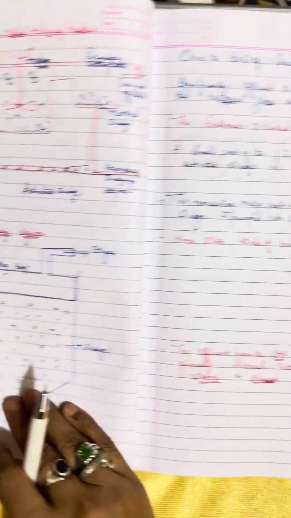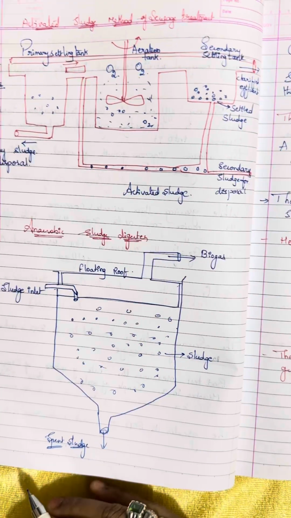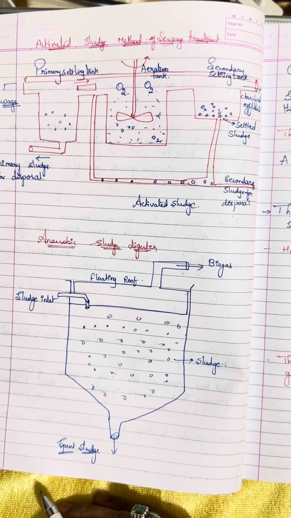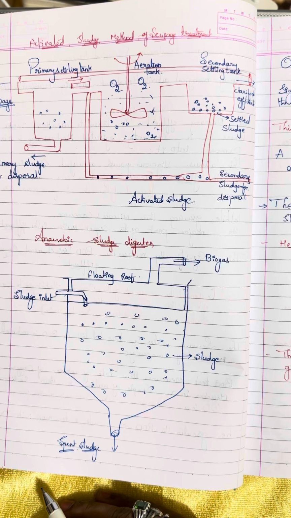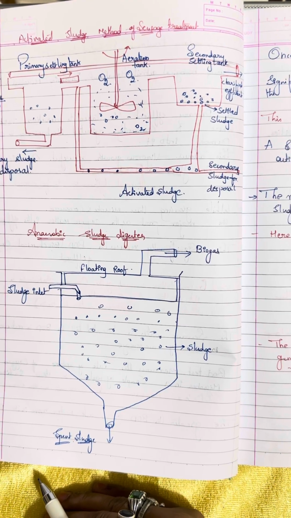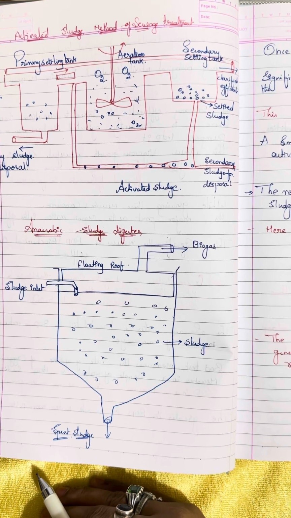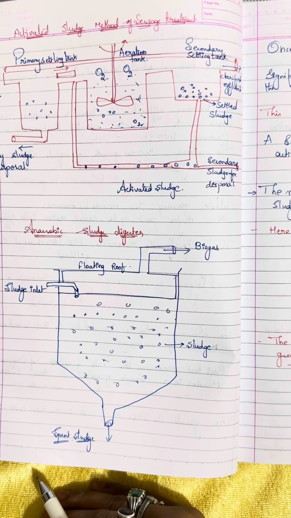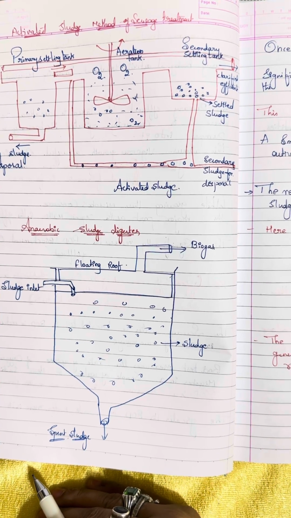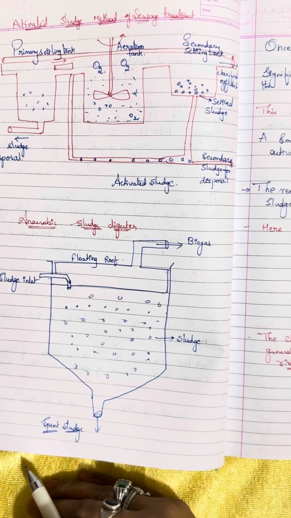Next, we see the structure of the activated sludge method of sewage treatment in another picture: primary, secondary, and then the anaerobic sludge digester, where floating rough is present, biogas is collected, and sludge is collected. Let's start with that.